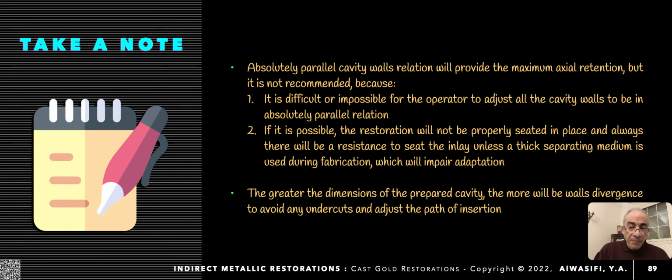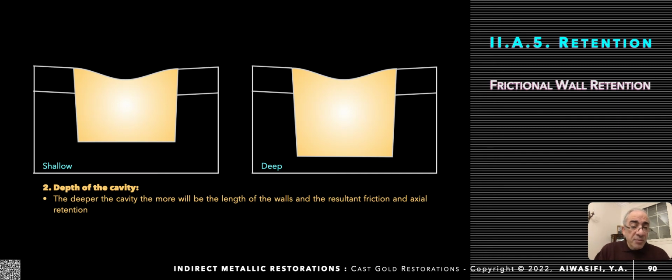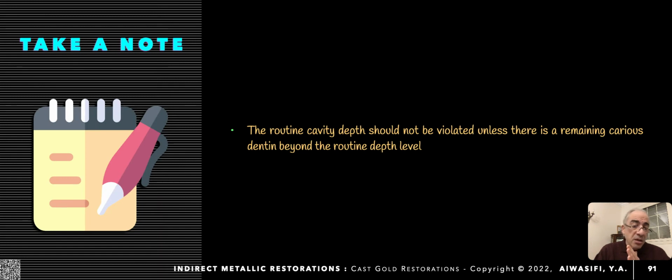of the premolar. Then comes factor number 2, the depth of the cavity. The greater the depth of the cavity, the longer the wall will be, and the more friction produced between the walls. But this does not mean you need to violate the routine cavity depths just to gain friction. You don't need to increase your routine cavity depth, which is 0.5 millimeter maximum beyond your dentino-enamel junction, unless you have caries.